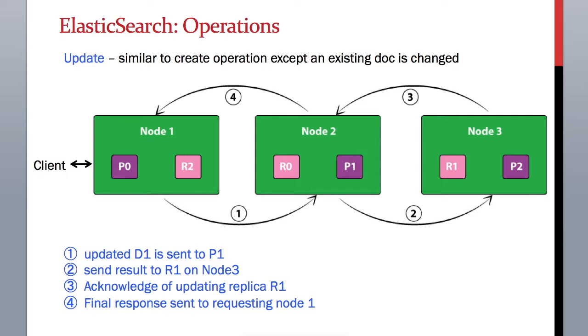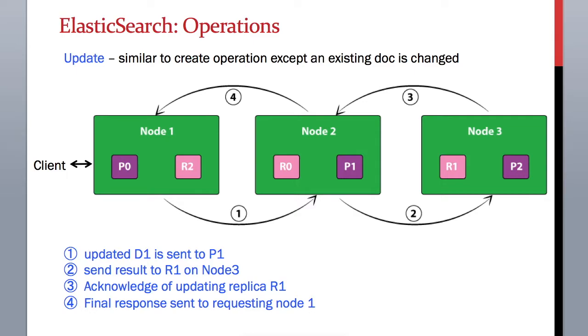Let's say it's existing on node 2 under primary shard P1 and the document ID is D1 and it has 3 fields in it. Now a client wants to add a new field within that document, meaning a client wants to update that document. So client will send the request to any of these nodes. In this case it comes to node 1, so node 1 is the originating node.